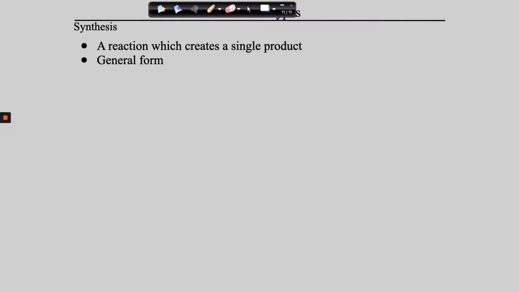So, the general form of this reaction starts with A and B. But guys, A and B, when they come together to make one product, you want to hazard a guess what the product is? AB. It's really just that. Guys, synthesis reactions literally just stick the bits together.